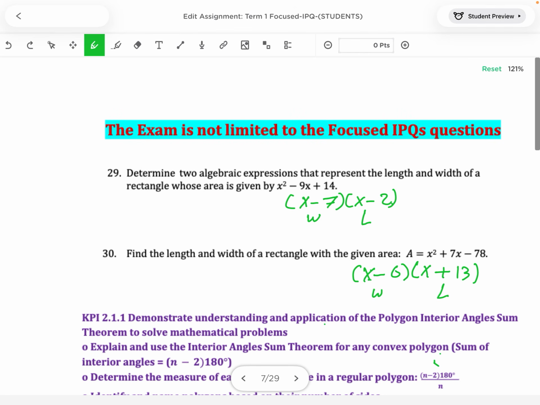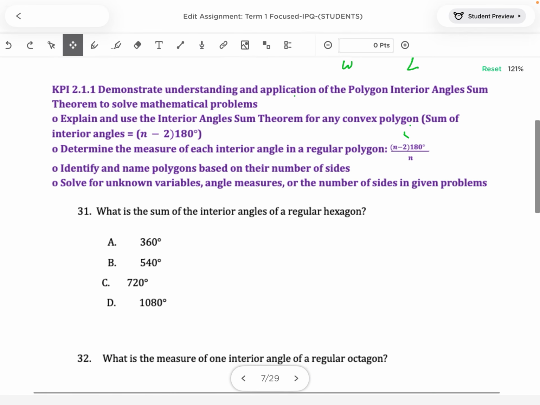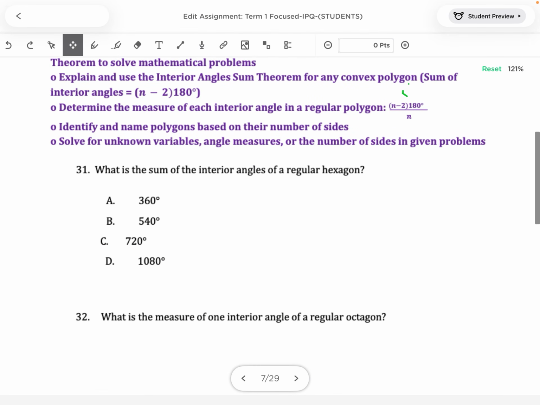Width and length. Okay. I will continue to topic number 2. After that, we take a break, then we continue.